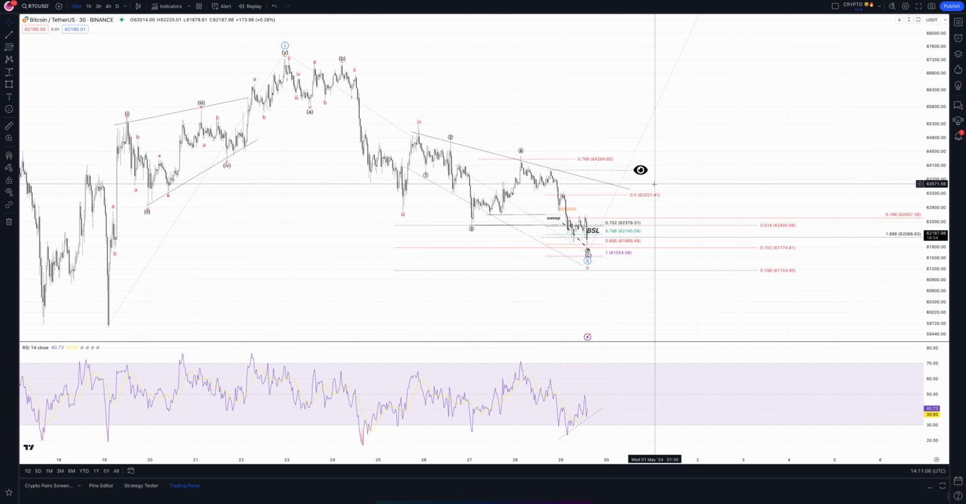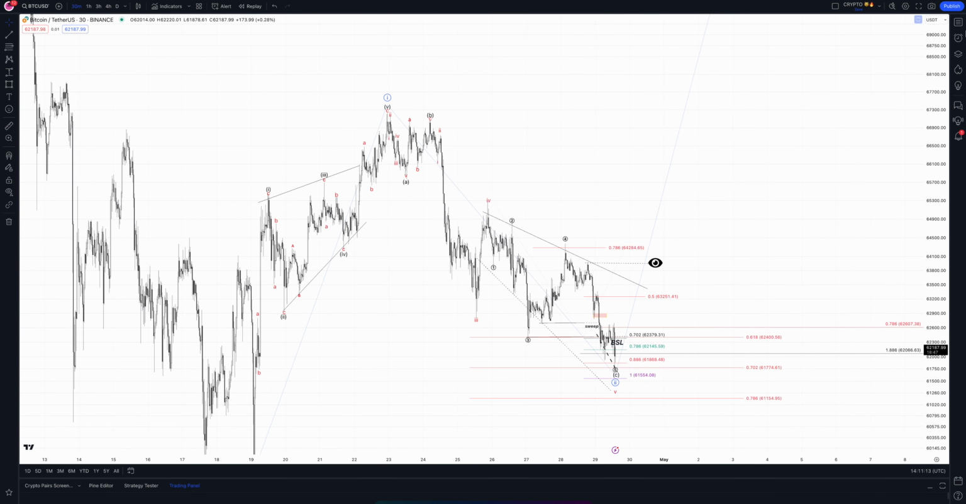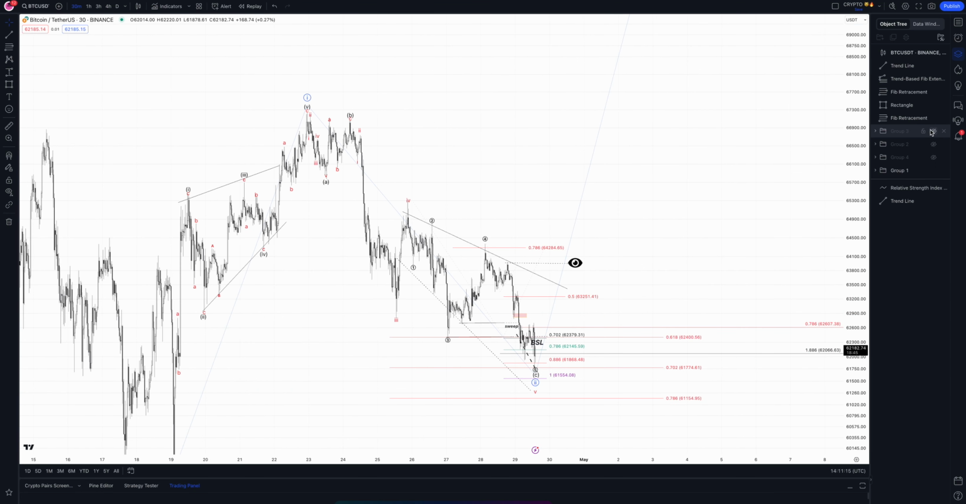Okay, now we would want to target the structural liquidity above this high at 63,934. So let me show you some other patterns that I have here.